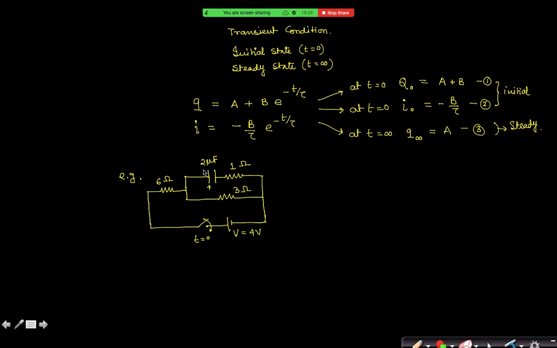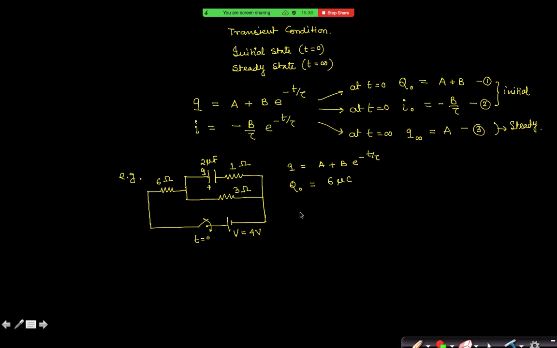First, I have assumed that this charge Q is equal to A plus B into e power minus t by tau. Initially the capacitor was uncharged, but you can assume the capacitor is charged also. Let us take a general value. Let us take that the initial charge on the capacitor is, say, 6 microcoulomb.